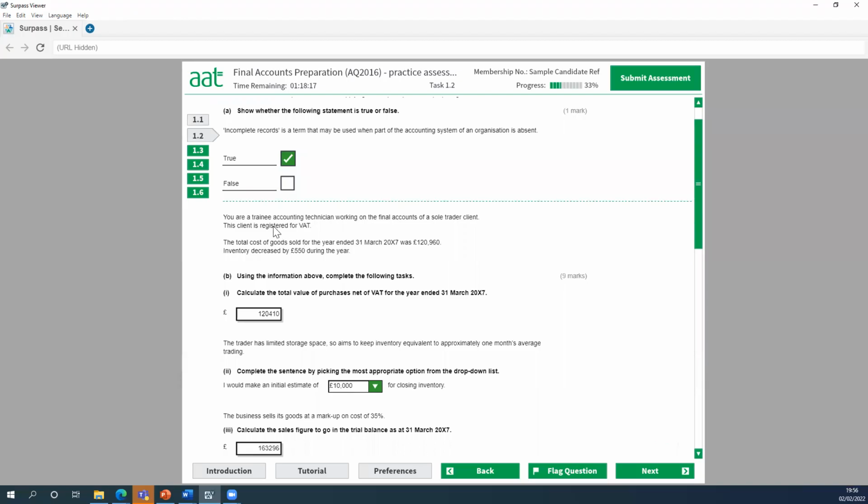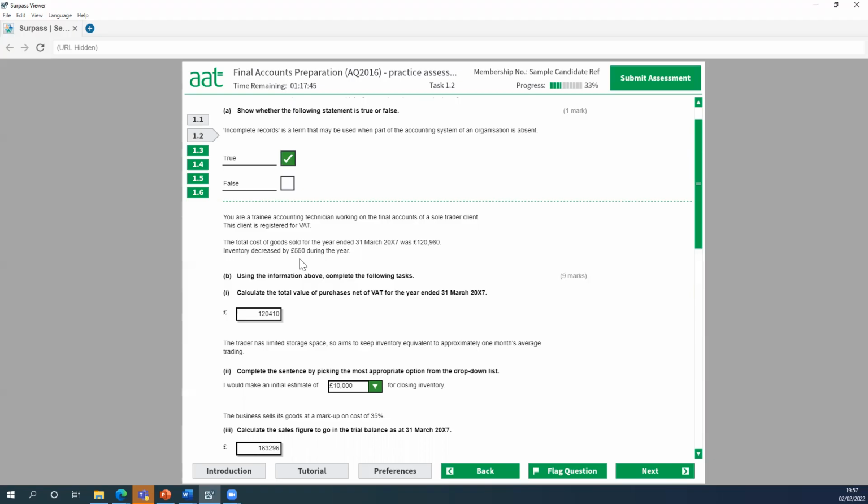Okay. The next one says you're a trainee accounting technician working on the final accounts of a sole trader client. The client is registered for VAT. The cost of goods sold during the year ending the 31st of March 20x7 was £120,960. Opening stock, plus purchases, minus closing stock gives us our cost of sales. So our cost of goods sold, 120,960.